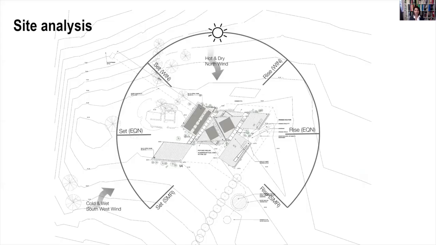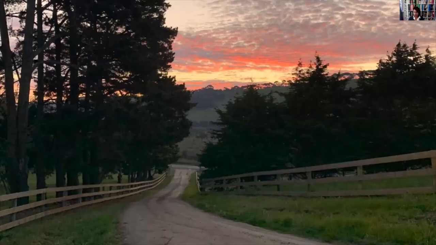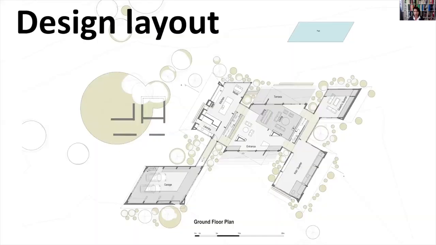After doing some research, we started with site analysis, identifying orientation, wind, etc. One room was left from the existing house. So I took this room as 2 lines as a grid, and then tessellated it to capture more views, and at the same time, in a symbolic way, as a leap between the old and the new. As you drive up the driveway surrounded by trees, you come to the entrance.